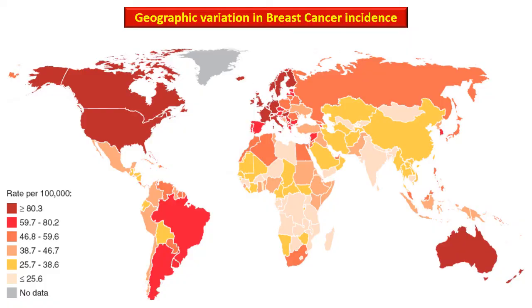This world map is showing the geographical variation in breast cancer incidence. This breast cancer incidence is high for USA and for Australia, while for Brazil and southern USA it is between 59.7 to 80.2 per 100,000. For Pakistan, this range is between 38.7 to 46.7 per 100,000. For India, it is less than 25.6 per 100,000.